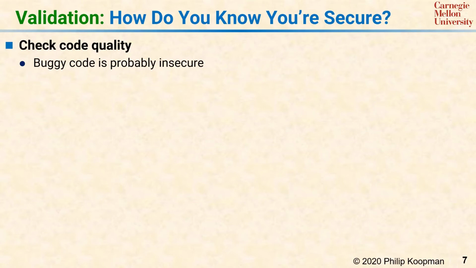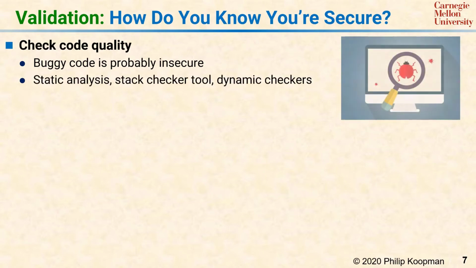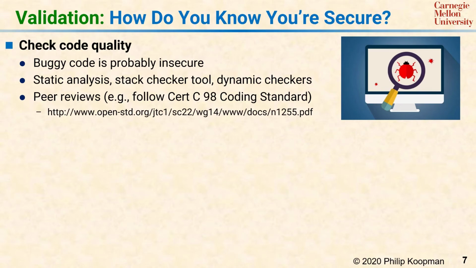Buggy code is probably insecure because it probably has vulnerabilities that can be exploited and attacked, such as buffer overflows and invalid input exceptions. You should use static analysis tools to find unsafe code structures, a stack checker tool to check for buffer overflows and stack overflows, and various other security tools to ensure that weaknesses you attempt to mitigate have really been taken care of. You should perform peer reviews to ensure code quality.